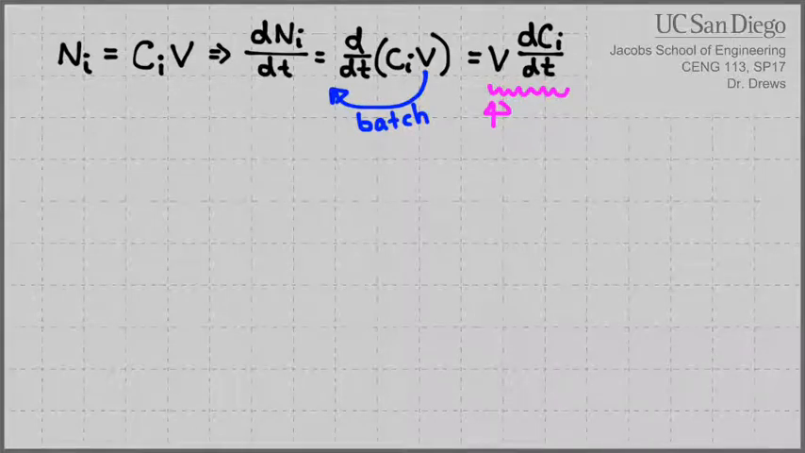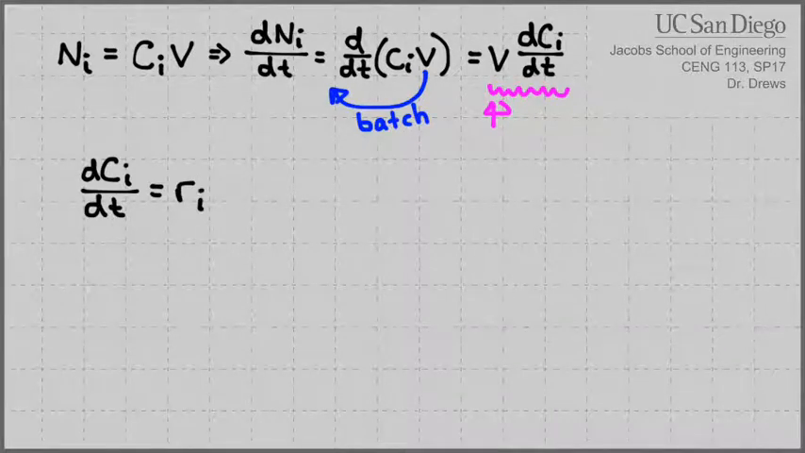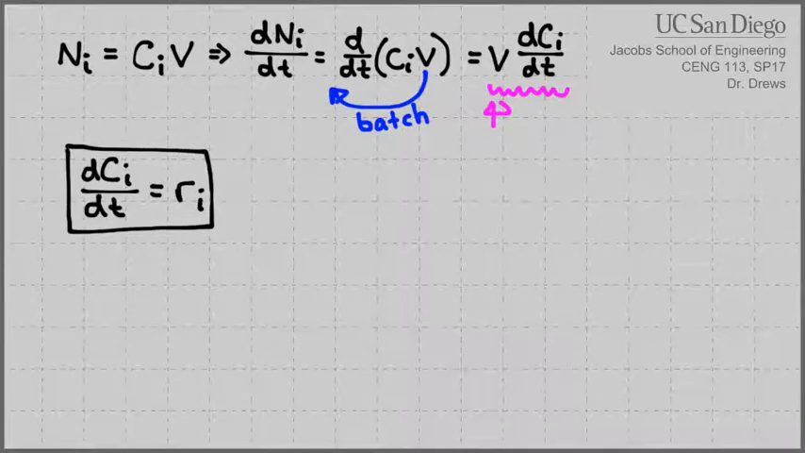So the end result, if you substitute that into the previous material balance, is dC_I/dt is equal to R_I. Almost all kinetics in all of chemical reaction engineering are written in a form like this. We always talk about concentrations because that R_I is almost always dependent on the concentrations rather than the moles of stuff that you have present.